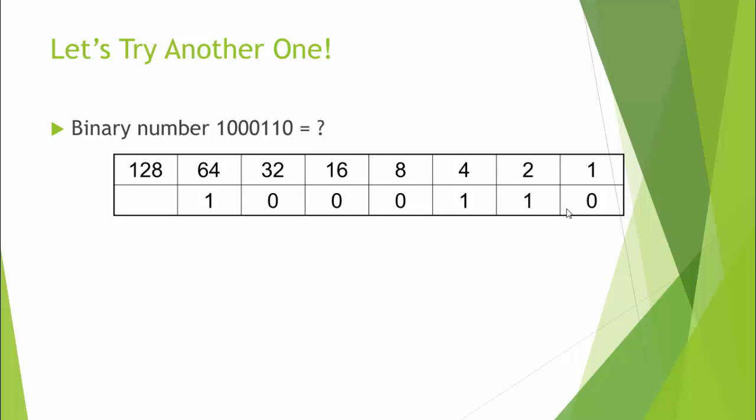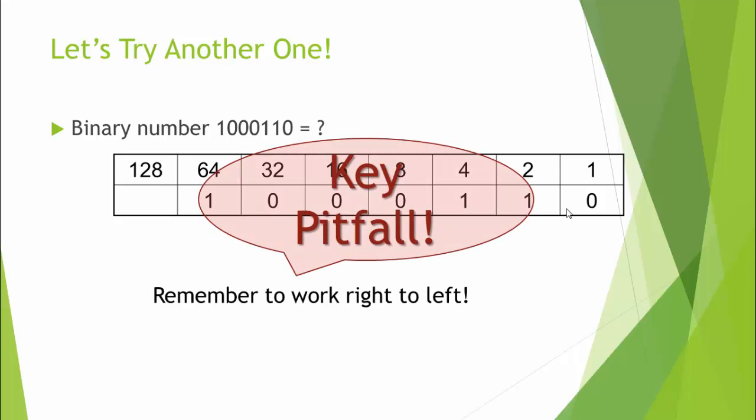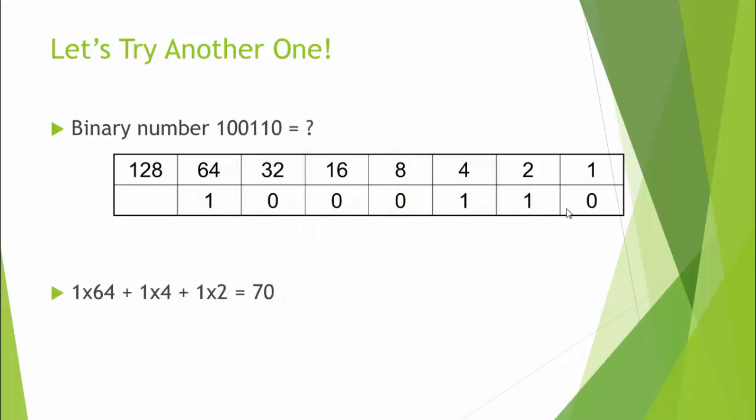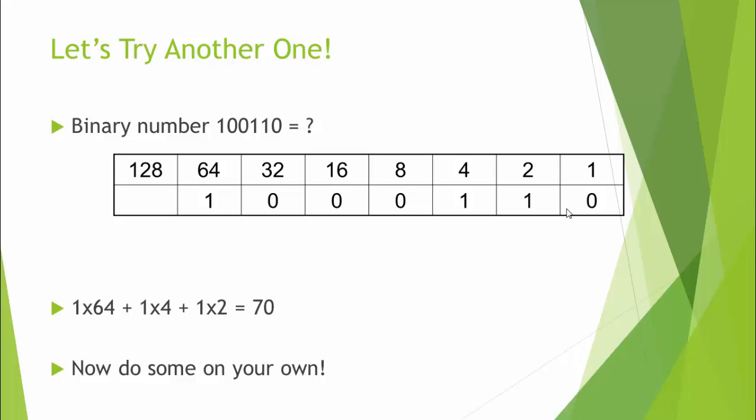As soon as we've completed this process, it's simply a matter of addition from there. So 64 plus 4 plus 2 comes to 70 by my count. Let's see. Oh, but a quick reminder. Work right to left because the number of digits can be different. Okay, 1 times 64 plus 1 times 4 plus 1 times 2 equals, hey, I was right, 70. Awesome. Okay, you've got a worksheet. You can go ahead and work on some of those binary to decimal conversions on your own.